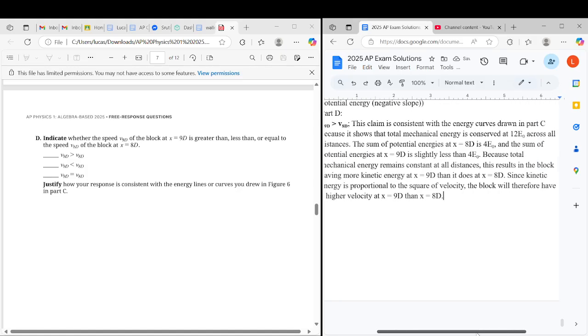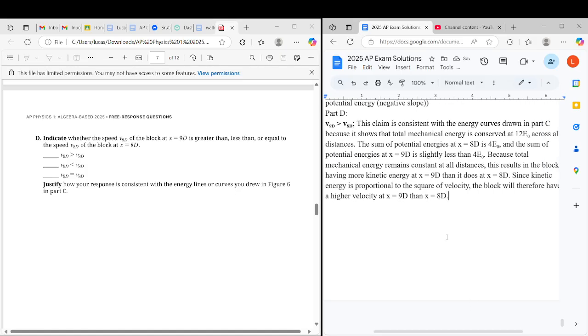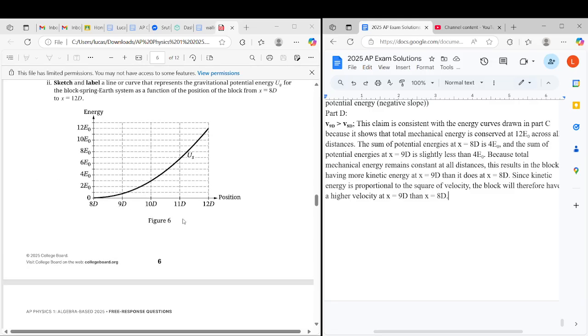So that's a pretty long justification here. I'm guessing you just have to do the kinetic energy velocity connection and just say why it has more kinetic energy, and then you'll be good. And do notice that on the graph, it's a very slight difference, but it does matter. We saw this in the AP Chem exam with pH, but in science, it's really important to be precise and specific.